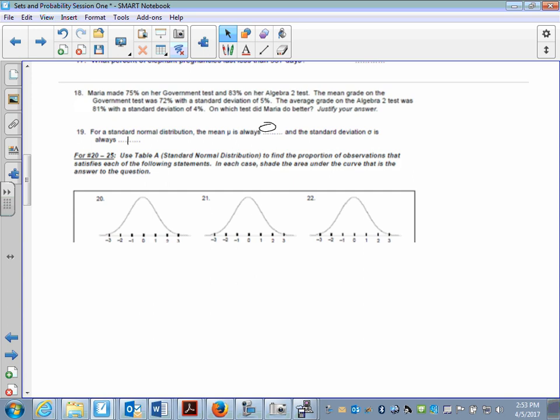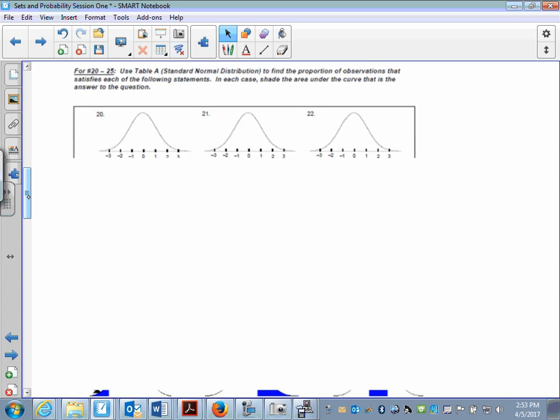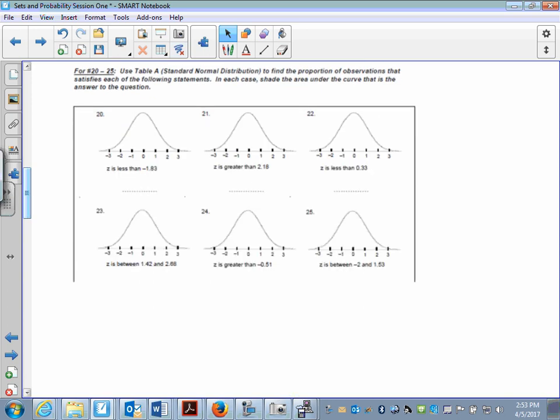Okay, now for 20 through 25. Use Table A, standard normal distribution, to find the proportion of observations that satisfies each of the following statements. In each case, shade the area under the curve that is the answer to the question. Z is less than negative 1.83. Well, now negative 1.83 is about there, and this is the area under the curve that we'd be looking for.